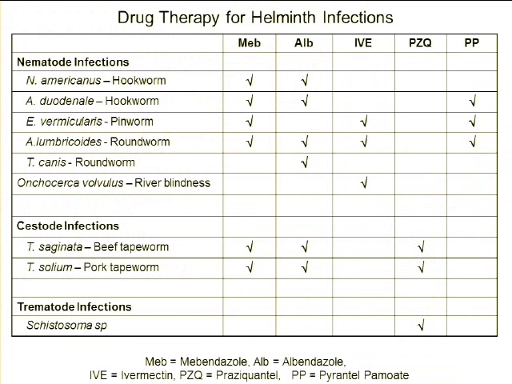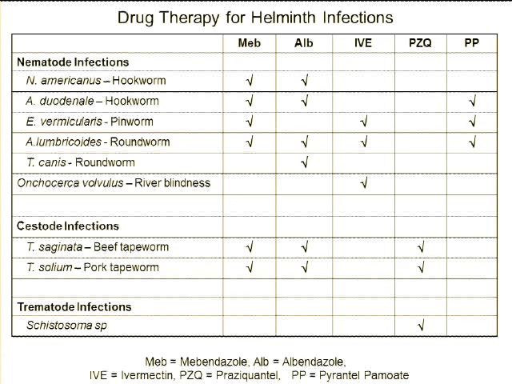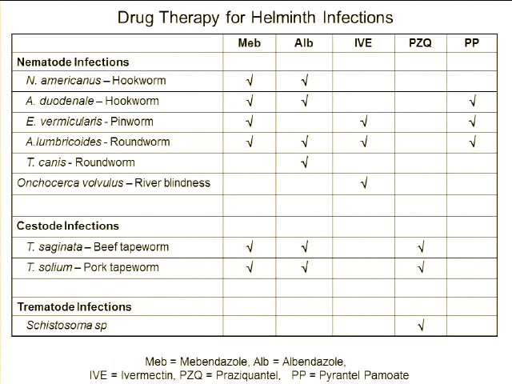So how do we treat these infections? These are very diverse, as you've seen, very diverse groups of helminths. The drug therapy is shown on this one slide. Okay, so this is essentially how we treat them. Mebendazole and albendazole, ivermectin, praziquantel, and pyrantel pamoate are the drugs that I've shown you here on this table, and the check marks represent which drugs will target which worm. Okay, so it all boils down to this as far as the spectrum goes.